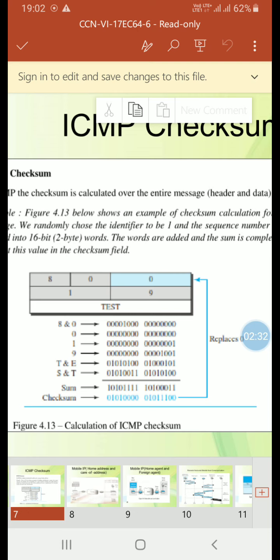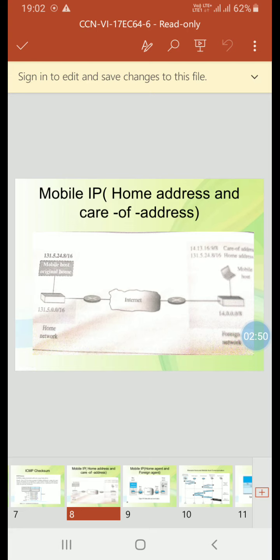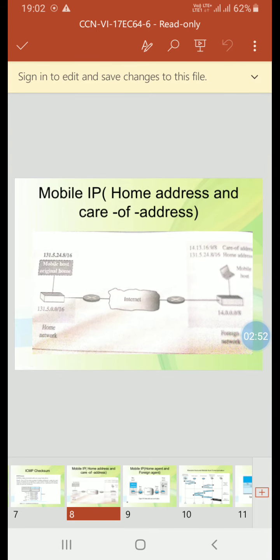So you can see the sum is 101041, 10130. Complement it: 0101 zeros, then 01011100. Okay, then next we'll discuss mobile IP.